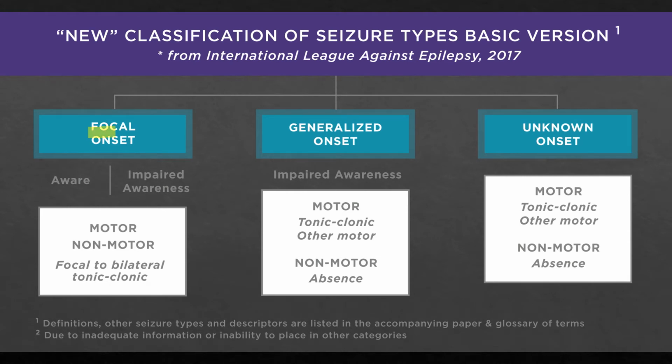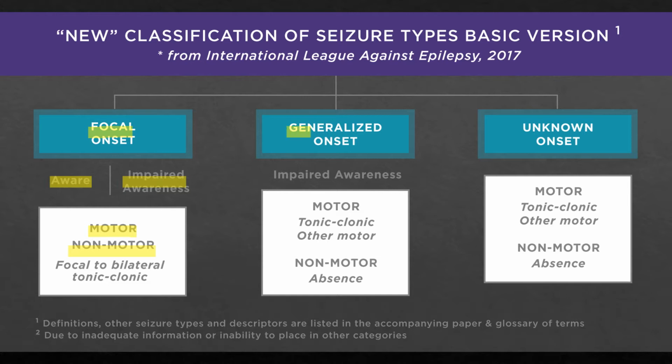We have the focal onset aware seizures. Focal onset aware seizures occur when a person is awake and aware during a seizure. This used to be called a simple partial seizure. We also have a focal onset impaired awareness, when a person is confused or their awareness is affected in some way during a focal seizure. This used to be called a complex partial seizure. The focal onset can be motor and non-motor, ranging to focal to bilateral tonic-clonic.